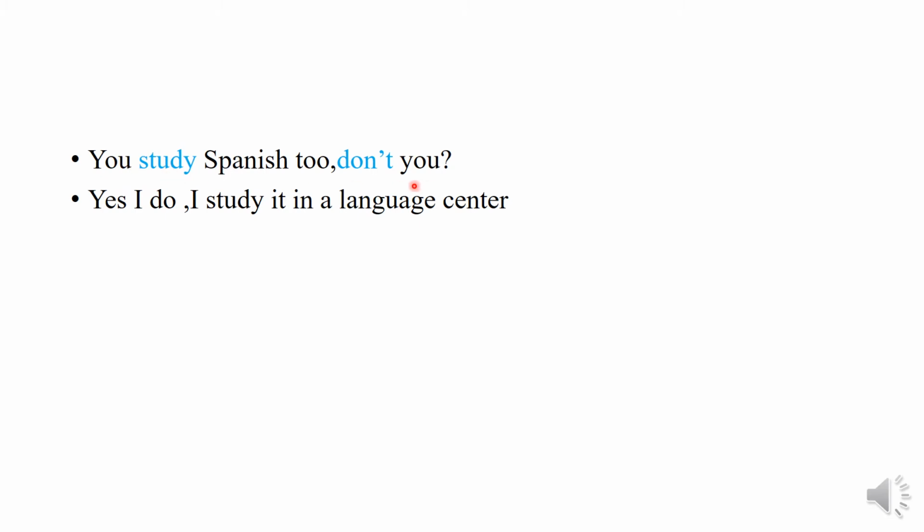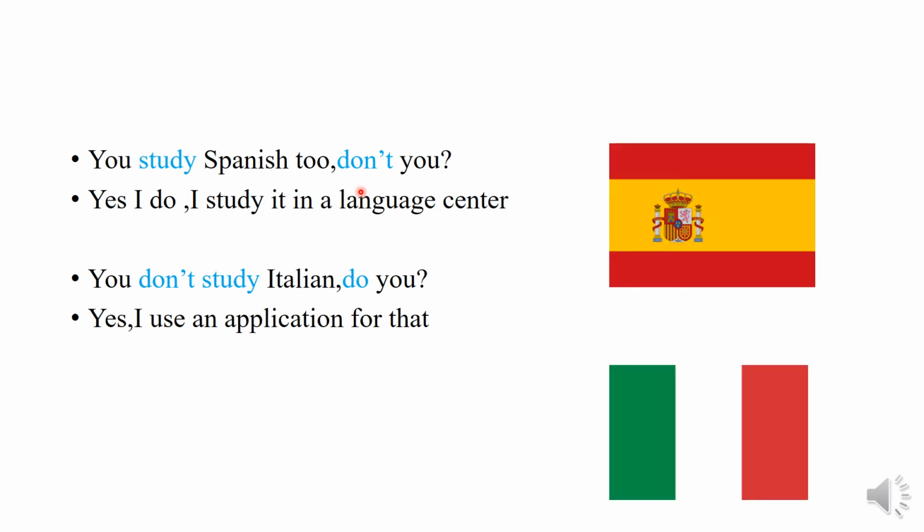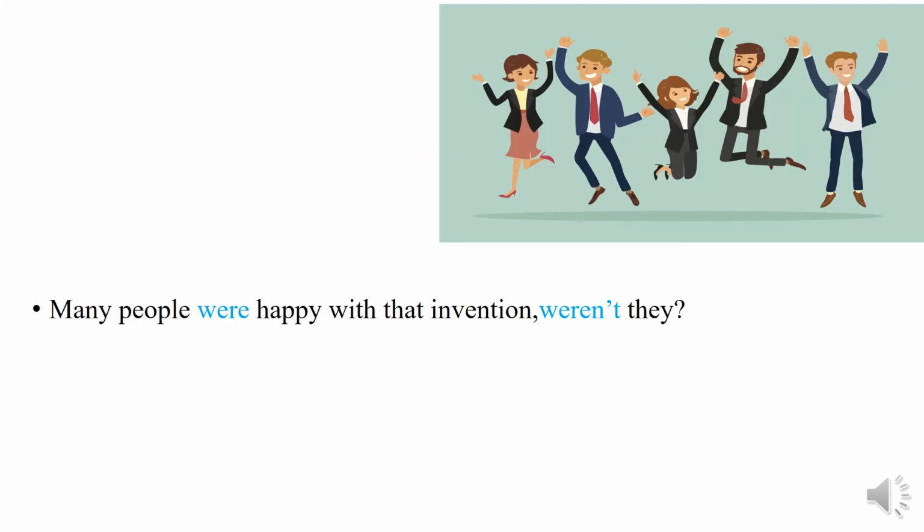Positive. Here with the auxiliary, we have to put the auxiliary in the negative, don't you? You don't study Italian, do you? Yes, I use an application for that. So here, positive, negative. When the verb is here negative, we take the auxiliary in the positive. We make it in the positive.